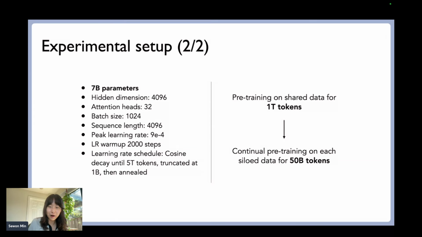And then these are the training setups. I'll not go over all the details here, but just to highlight a few points, we did experiments at 7 billion scale, meaning each expert has 7 billion parameters. So when we merge the mixture of experts, in total they have about 50 billion parameters. We copied the typical model config from the mixture of experts. For training, we pre-trained on the public data for 1 trillion tokens to have a public model that can be shared by everyone. After that, we assume that each data owner does continued pre-training on their private silo data set for 50 billion tokens.